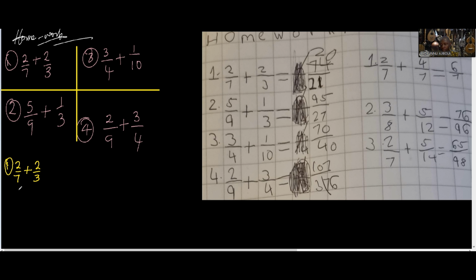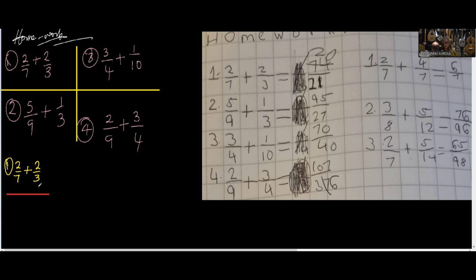Are the denominators the same? No, that's good, so they are not the same. That means we need another denominator. Let's check the bigger one. 7 is the bigger one. Is it a multiple of 3?